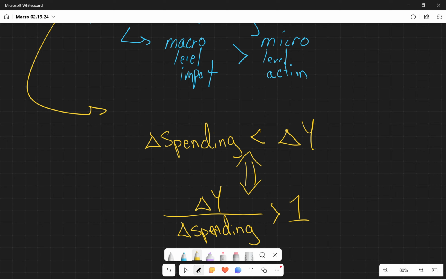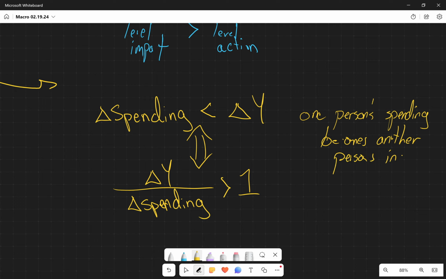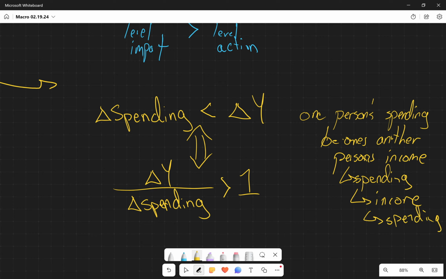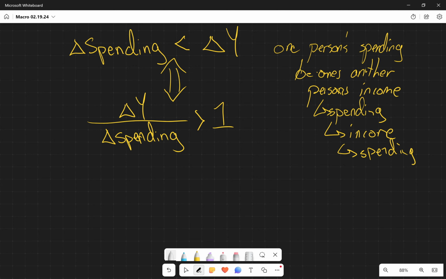Now, why is this happening? This is happening because one person's spending becomes another person's income, which leads to them spending, right? So the other person's income is then going to lead to them spending, which is going to lead to somebody else getting income, which is going to lead to that third person spending their income, right? And so on and so forth. And so the cumulative impact on GDP is larger than the initial increase in spending.